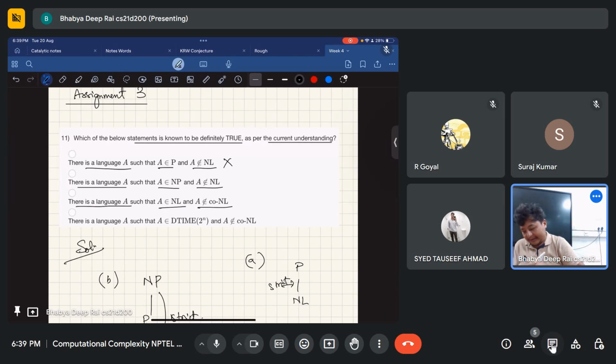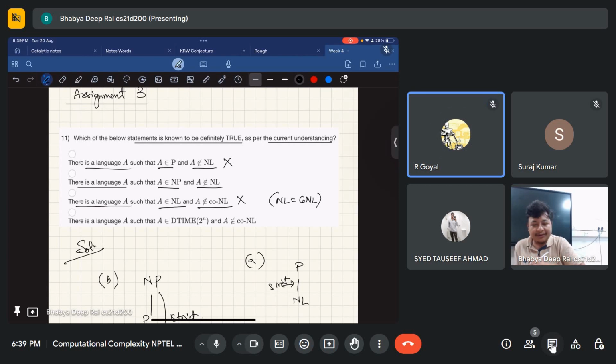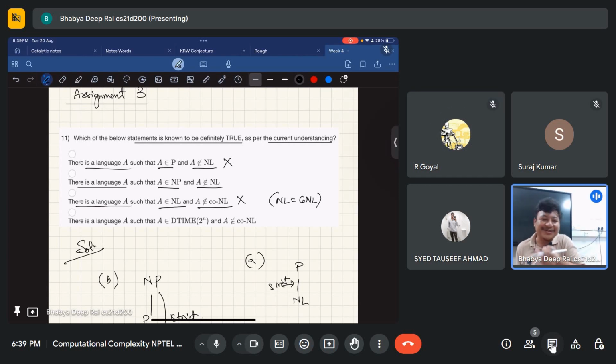A is in NL and A is not in co-NL. Then you ask, how can that be? Because NL is equal to co-NL. Right, so you cannot have such a language. I hope that's clear.